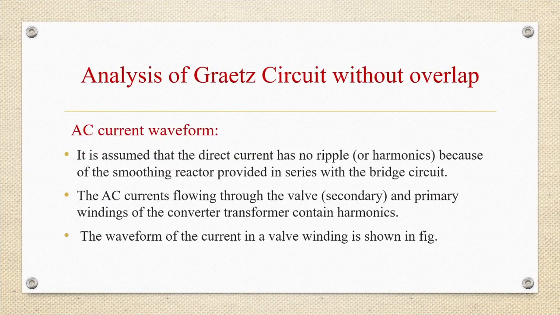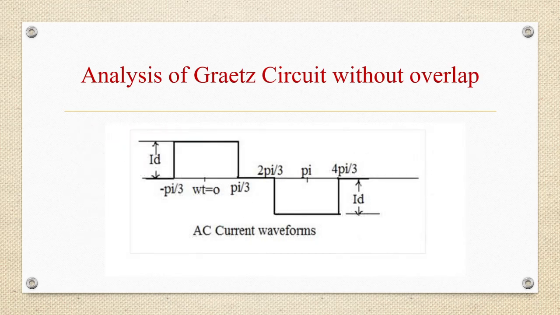Now let us see the AC current waveform. It is assumed that the direct current has no ripple or harmonics because of the smoothing reactor provided in series with the bridge circuit. We have also studied the smoothing reactor in the previous classes. So if the smoothing reactor is there, then we assume that there will be no ripples or harmonics. The AC currents flowing through the valve and primary windings of the converter transformer will contain harmonics. The waveform of the current in a valve winding is shown in the figure. This is the AC current waveform.